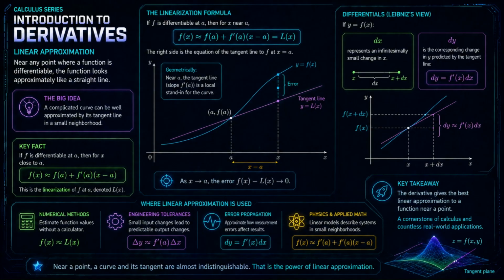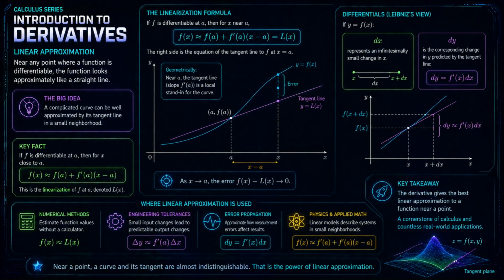Another consequence of the derivative is linear approximation, the idea that near any point where f is differentiable, the function looks approximately like a straight line. Formally, if f is differentiable at the point A, then for values of x close to A, we have the approximation: f of x is approximately equal to f of A plus f prime of A times the quantity x minus A. The right side is the equation of the tangent line to f at x equals A, and it is called the linearization of f at A, often denoted L of x.